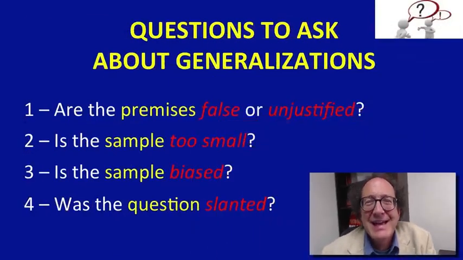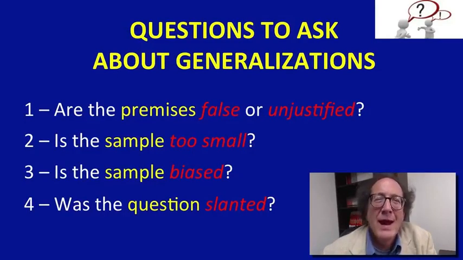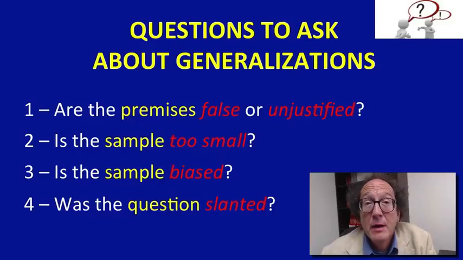So the fourth question that we want to ask about any generalization from samples is, was the question slanted in some way? Which means it was phrased in a way that made it more likely to reach one result rather than a conflicting result. So how does this happen? Well, a simple way to do it is to word the question in such a way that people are going to feel bad about giving a certain answer.